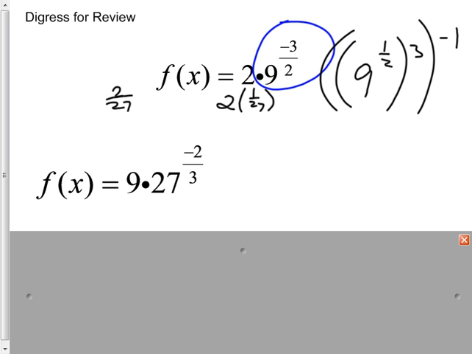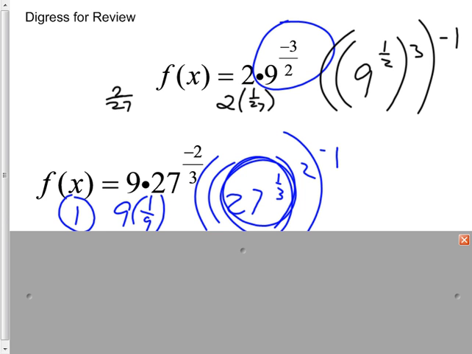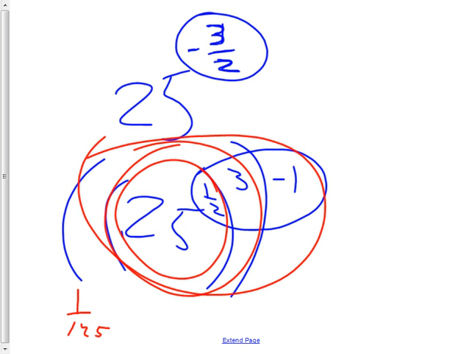All right. 27 to the 1/3 to the 2nd to the -1. Always make it smaller before you make it bigger. Now a lot of people get stumped right there. What is the cube root of 27? 3, because 3 times 3 is 9 times 3 is 27. So it's 3. 3 squared is 9, and then you flip it as 1/9. And 9 times 1/9 is 1, which is the loneliest number. Very good. Okay. Moving on.